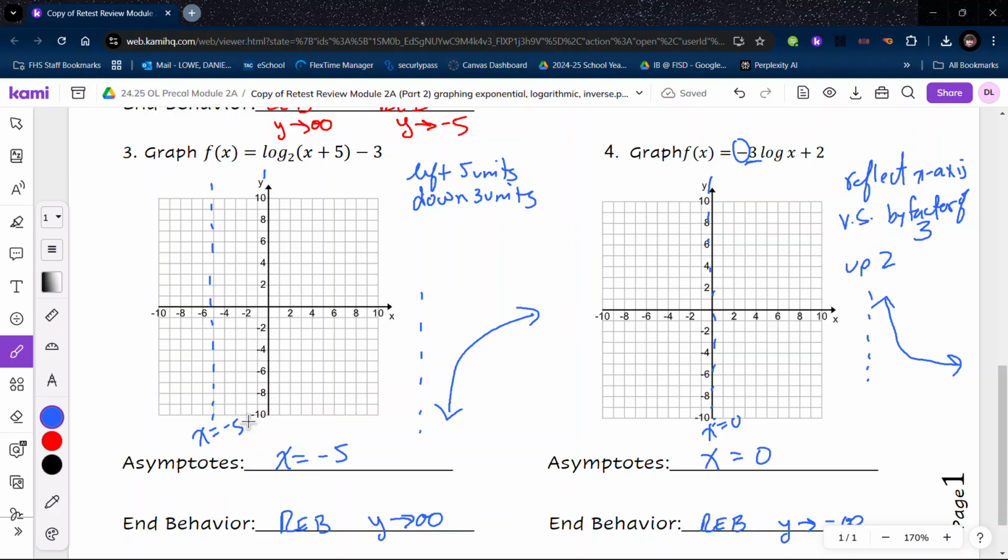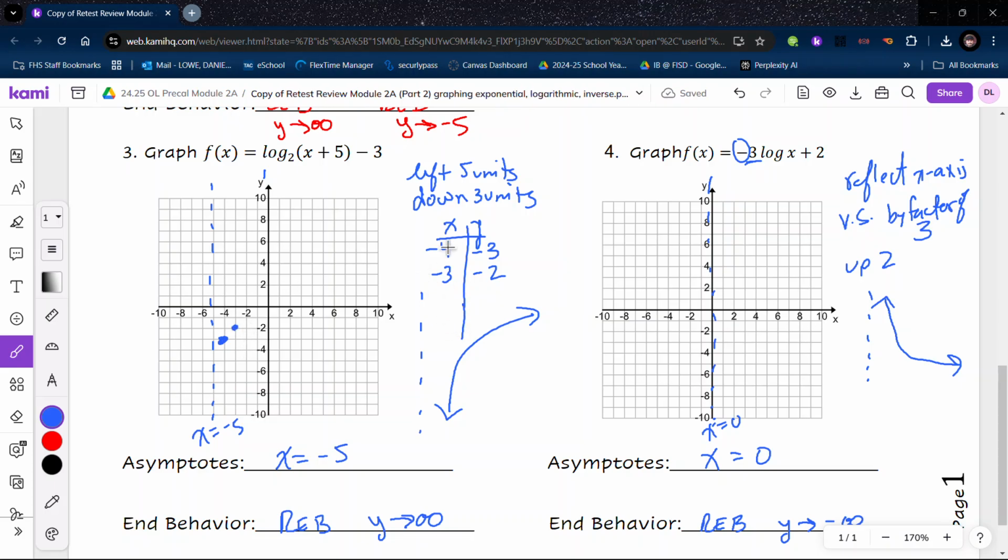And if I come up and I say, okay, well, what if x was -4? If x was -4, that'd be log of 1, which is 0. So I'd have the point (-4, -3). If x was equal to, let's say, -3, that would be log of 2, which would be 1, minus 3, that'd be -2. So I'd be at (-3, -2).